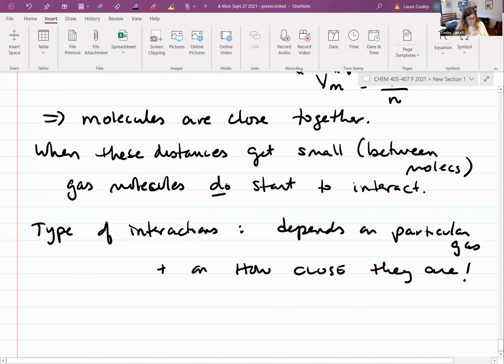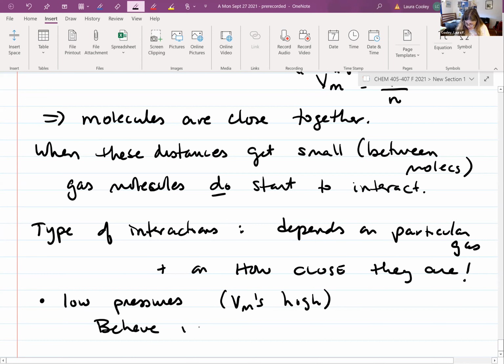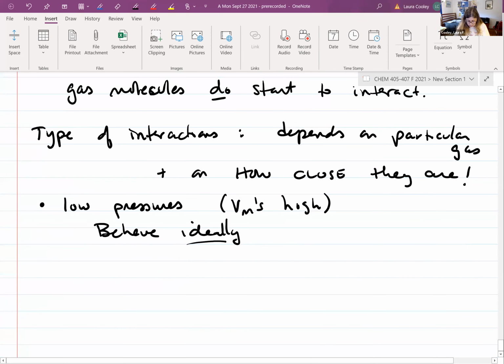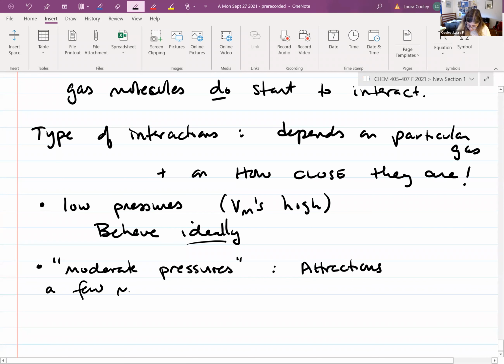For example, when a gas is held at a low pressure, it doesn't have a particularly low molar volume. In fact, molar volumes are quite high. And this is where gases behave ideally. Then we have what I like to call moderate pressures, which really do vary from gas to gas. These lead to attractions. This starts to happen when molecules are a few molecular diameters apart.